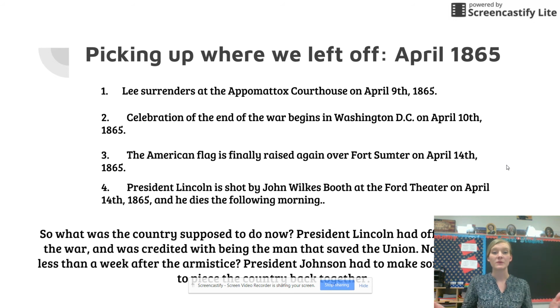So what does that mean? What's the country supposed to do? President Lincoln was this great man who was credited with saving the Union. He was the president and the leader during the Civil War, and now he's gone a week after the armistice, or the ceasefire. His vice president, President Andrew Johnson, is going to have to step up to the bat and make some big moves to piece the country back together.